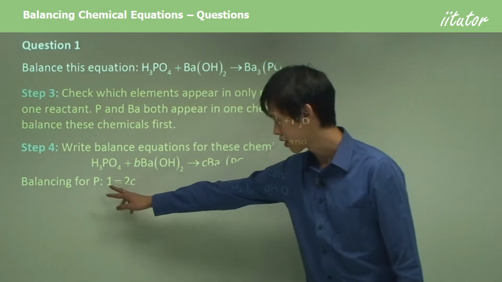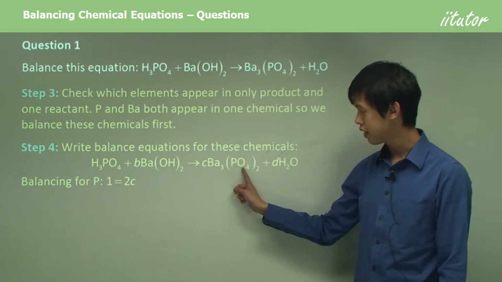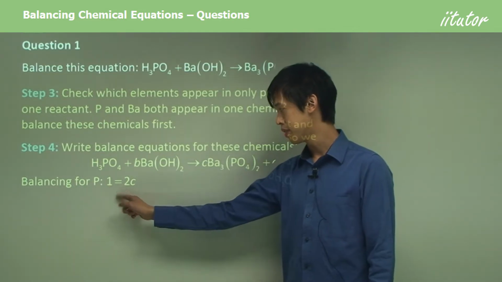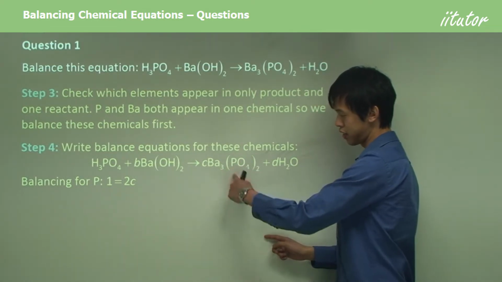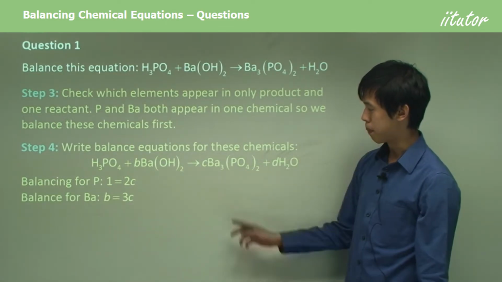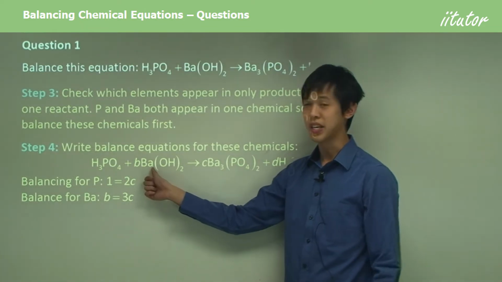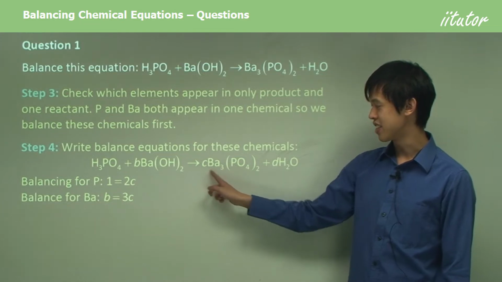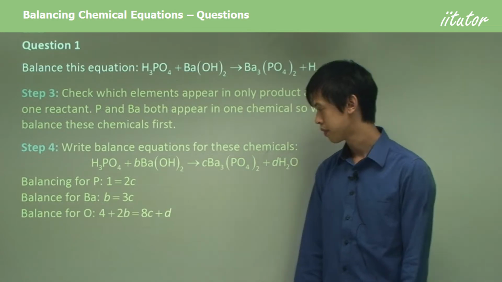So for phosphorus, you've got 1 phosphorus here. You've got 2 here. Well, 2 times C. So 1 equals 2 times C, because there are 2 phosphorus atoms in this whole thing here, okay? Now for barium, you've got B on the left-hand side. You've got B numbers of barium. And you've got 3 times C on the right-hand side. Okay, so B has to equal 3C.